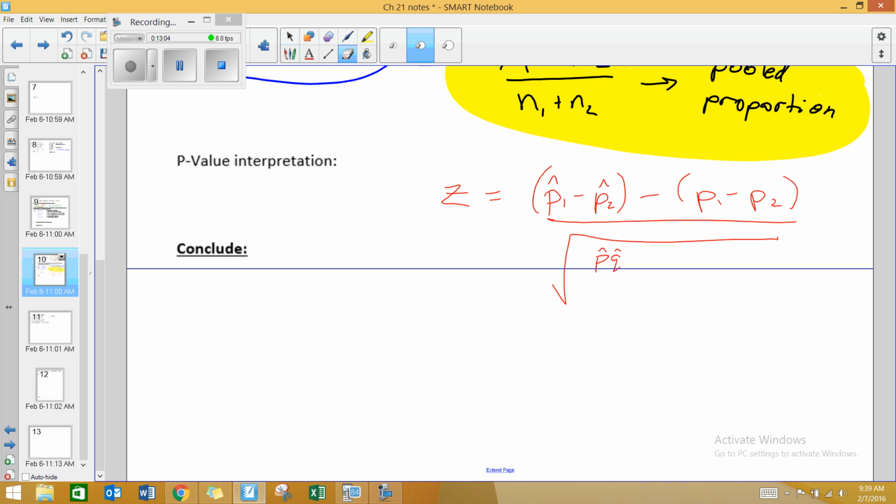So I'll go ahead and write that down. Little subscript. Okay, so we have our pooled p hat and our pooled q hat over n1. And then we have our pooled p hat and our pooled q hat, because remember, I'm now saying that those are the same quantities, over n2.